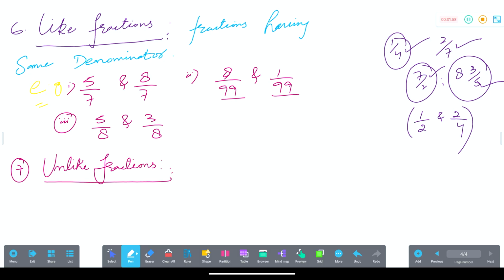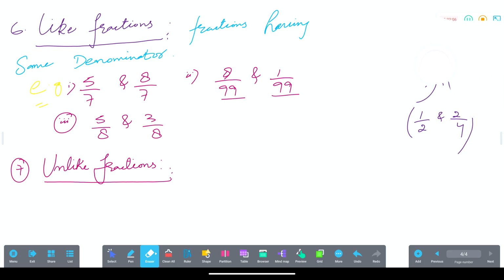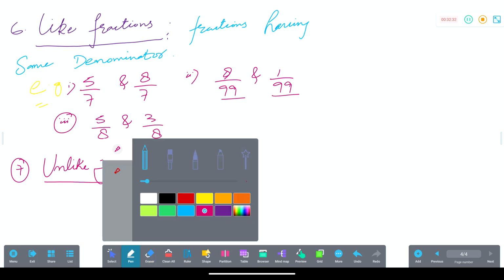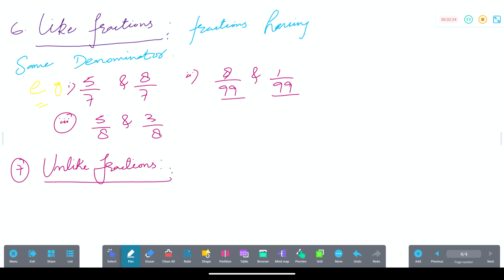Now we will deal with unlike fractions. Let me erase this here so that we will get space to write the rest of the things. Let me tell you one thing, this will be the last part of this lecture, and we will carry on with the rest of the chapter in the next lecture. Unlike fractions are just the opposite of like fractions. Now you can write a definition for yourself.